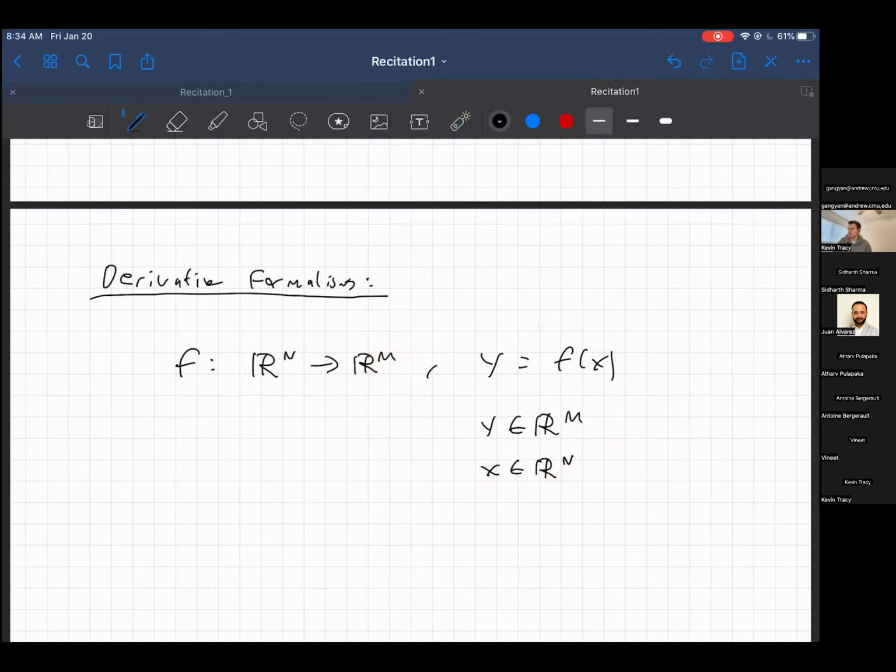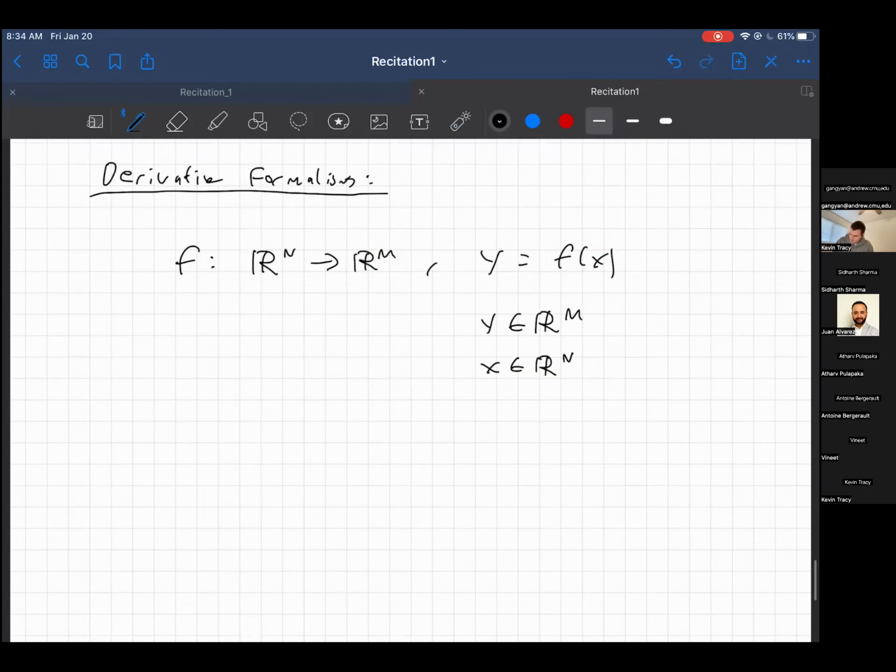The reason I'm being super explicit about this is because when we write these derivatives, the order of everything is going to become super important. So imagine I have y1, y2 down to ym equals f of x1, x2 down to xn. When I write down these sizes, this is what I'm talking about. I'm taking in a vector x, I'm spitting out a vector y. The vector x is of length n, the vector y is of length m.